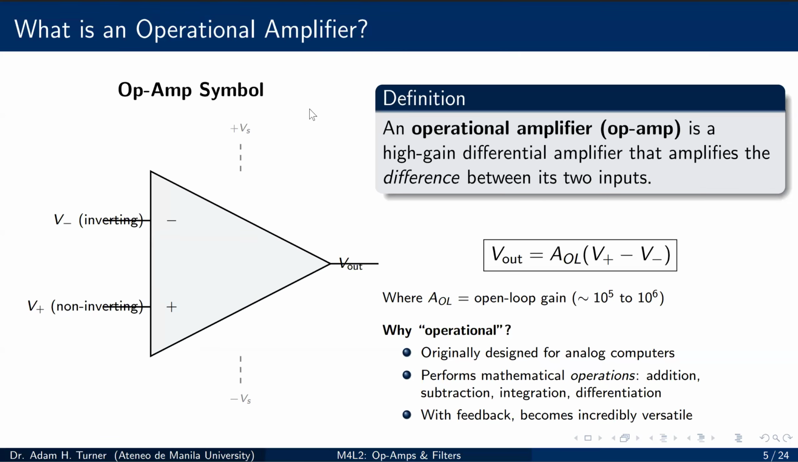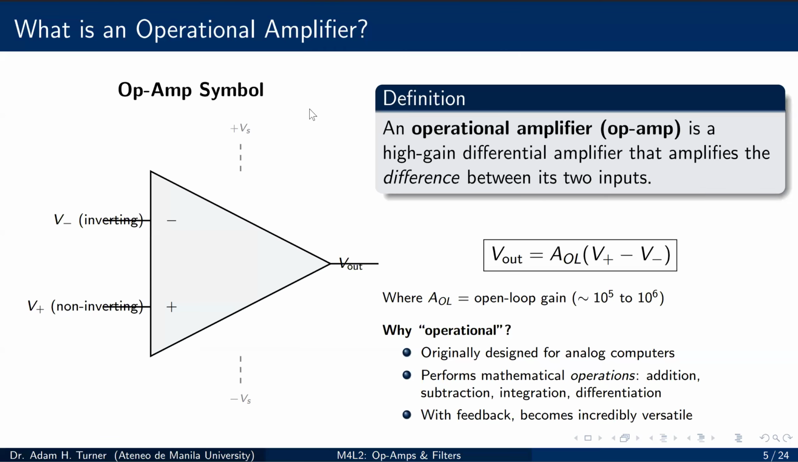The equation then is V out equals A sub OL times the quantity V plus minus V minus. And there's a critical number here, which is A sub OL, the open loop gain, and is typically 10 to the fifth or sixth. That means even a microvolt difference between the inputs produces volts at the output.